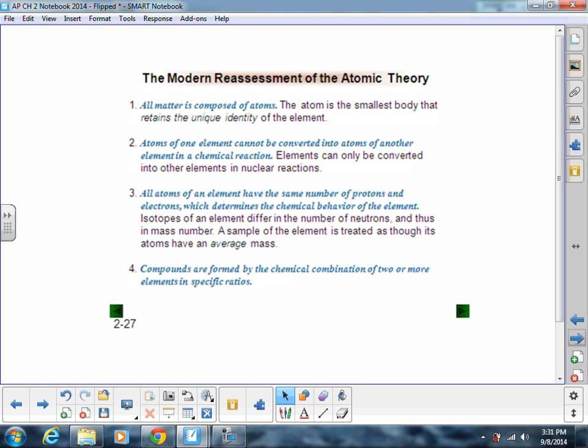If you were to break an atom down into protons, neutrons, and electrons, its individual components, those are like the building blocks of atoms. So you would not have any element at that point. You would just have random subatomic particles. Number 3, all atoms of an element have the same number of protons and electrons, which determines the chemical behavior of the element. Isotopes of an element differ in the number of neutrons. We talked about that last year, which also changes their mass number, and again, we'll get into that more tomorrow. Number 4, compounds are formed by the chemical combination of 2 or more elements in specific ratios, and that was what we talked about, the law of definite and multiple proportions.